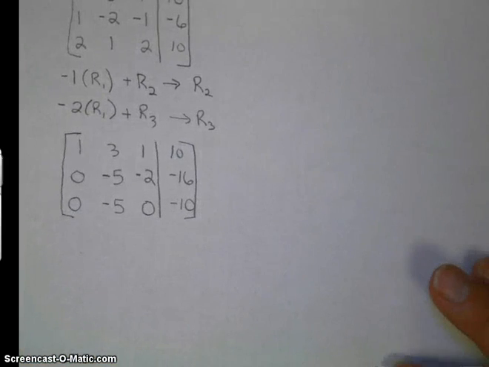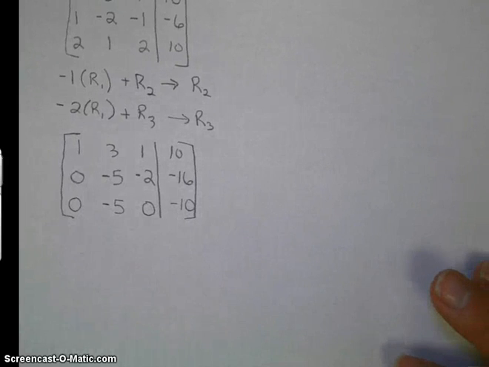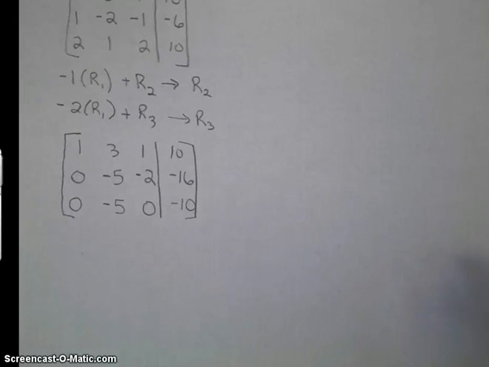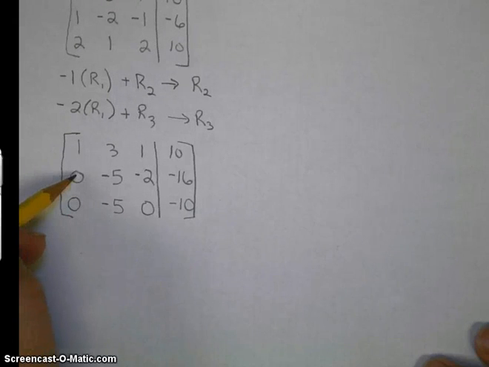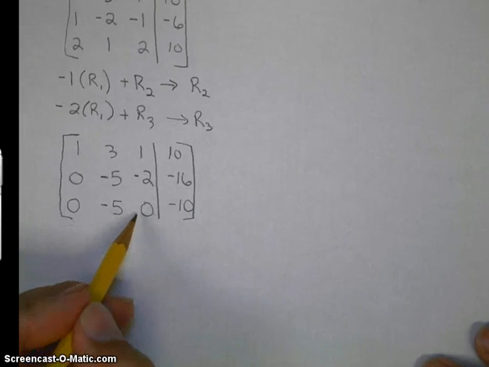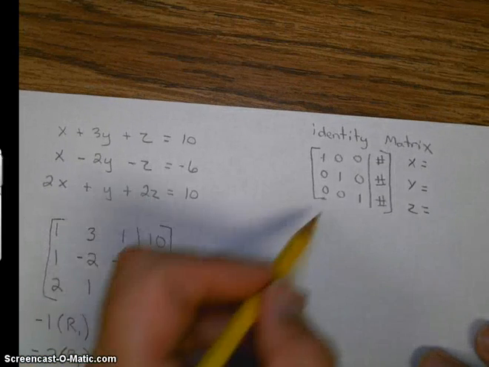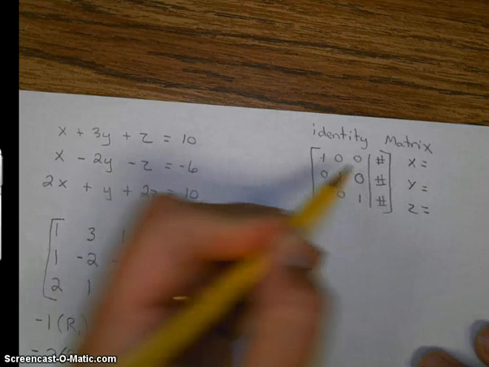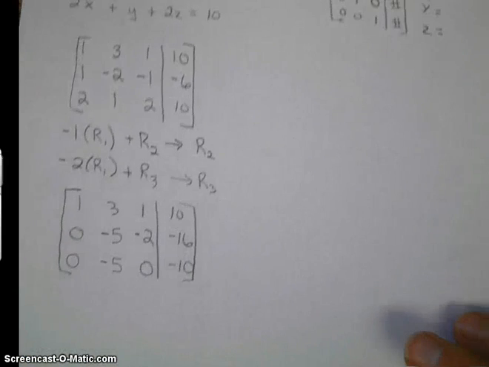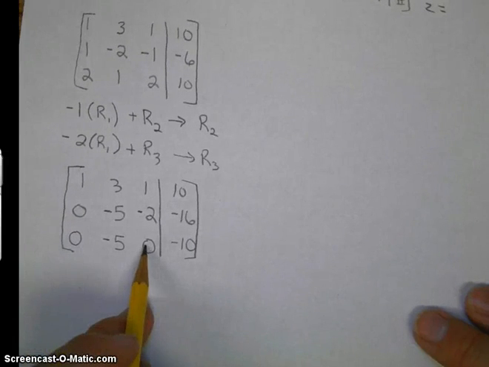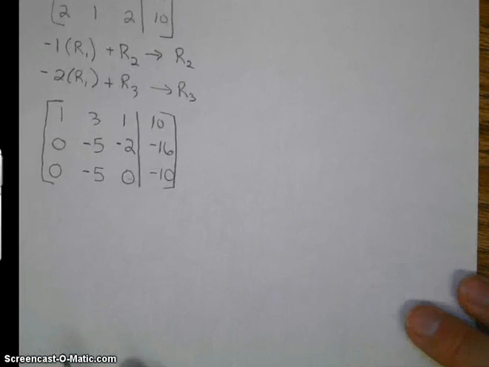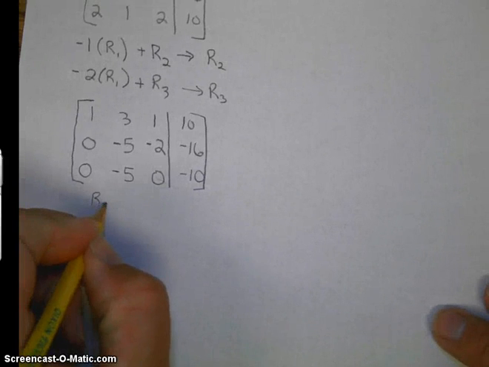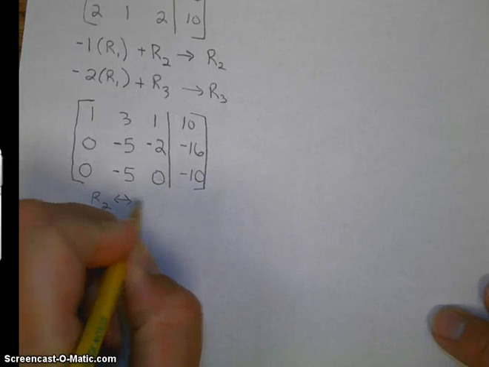Okay, so what I'm going to do next is go ahead and switch row 2 and row 3. Switch them around, and the reason I'm going to do that is because I don't want a 0 here. Looking at your identity matrix, I would rather have the 0 here. So it's one of those things where you have to think about what you have and where you're going. So I'm going to go ahead and switch row 2 and row 3.